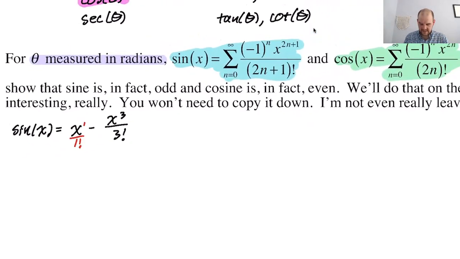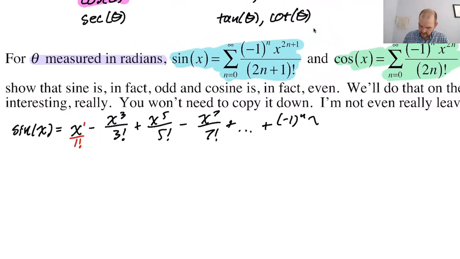And now if n is equal to 2, we get negative 1 squared, which is positive, x to the 5th over 5 factorial. So we're going to have plus x to the 5th over 5 factorial. You start to see the pattern, right? So you can go x to the 7th over 7 factorial, plus dot dot dot, plus negative 1 to the n, x to the 2n plus 1 over the quantity 2n plus 1 factorial, and then plus dot dot dot. It goes forever.